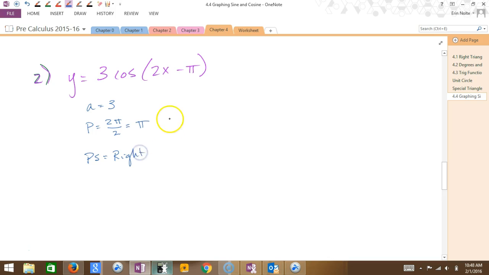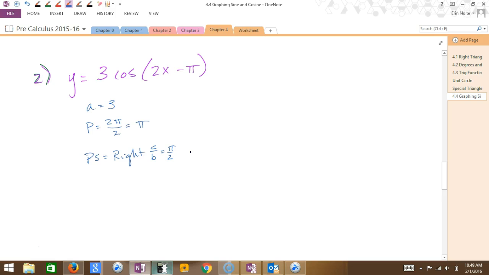Okay, so phase shift is C over B, by the way, in case you didn't remember that. So we're ignoring negatives because we're taking care of the negative with which direction we're moving. So how far to the right is this moving? Pi over 2. Very good. So pi over 2 units to the right.